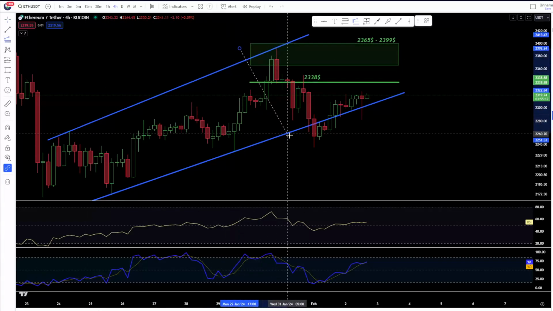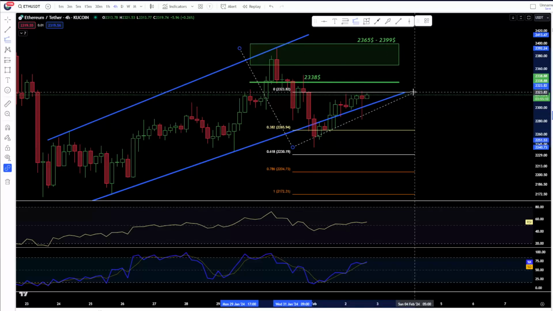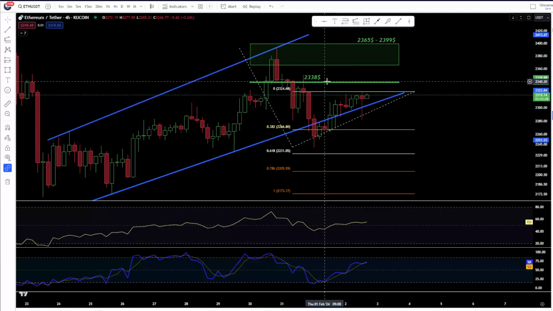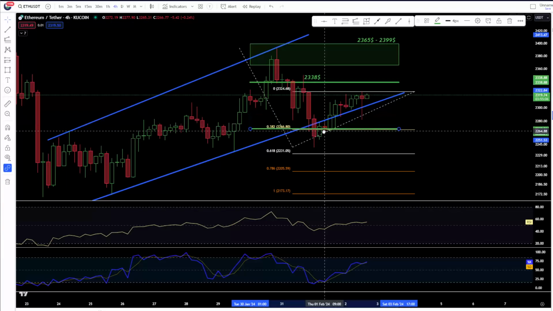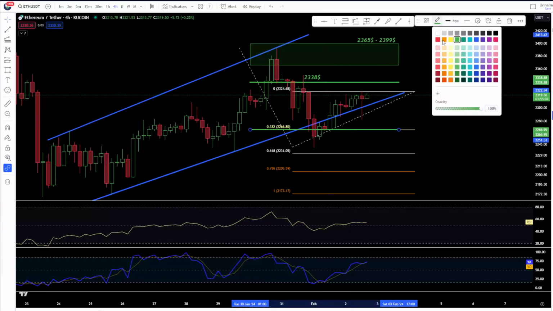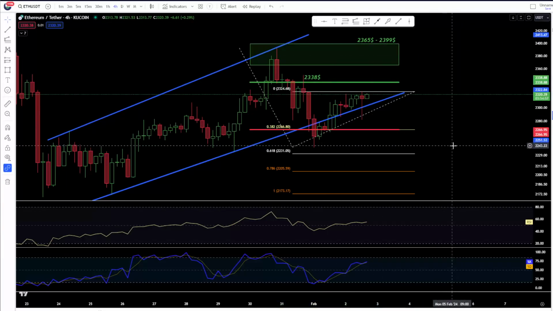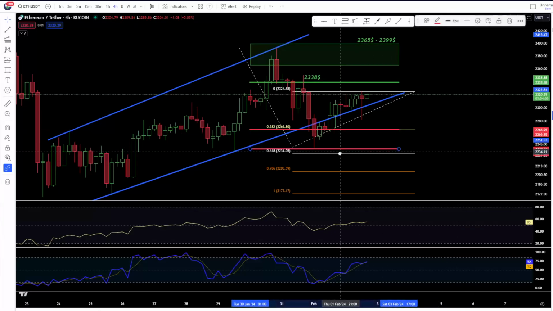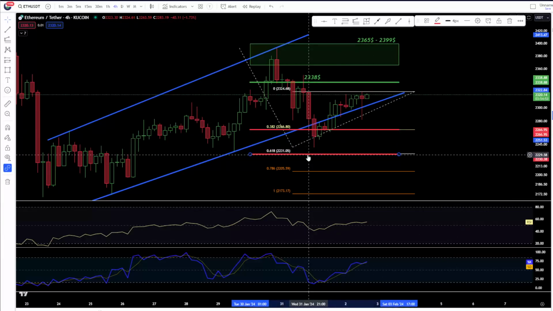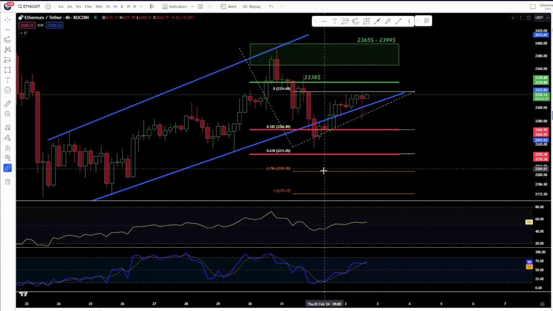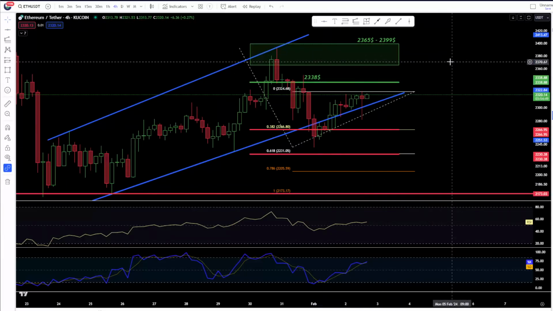Looking the other way, we can similarly identify places where the price may find support in the event of declines. And here there is support at $2,266, another at $2,230, and then strong support at $2,173.